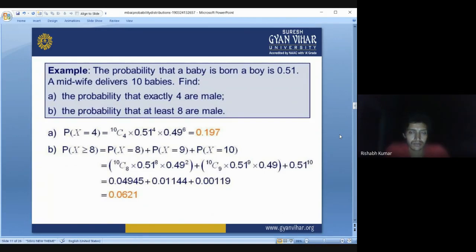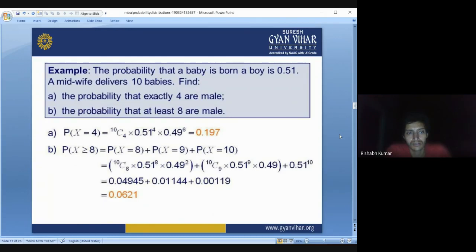So your formula will become P of x equal to 4, 10C4. This is the expression for combination, multiplied by probability raised to the power r. r is 4. Multiplied by q raised to the power n minus r. Right, so p is 0.51, q is 1 minus 0.51, so 0.49 raised to the power n minus r. So 10 minus 4 is going to be 6. So that is equal to 0.197, right? That is the answer of the first part, the A part.